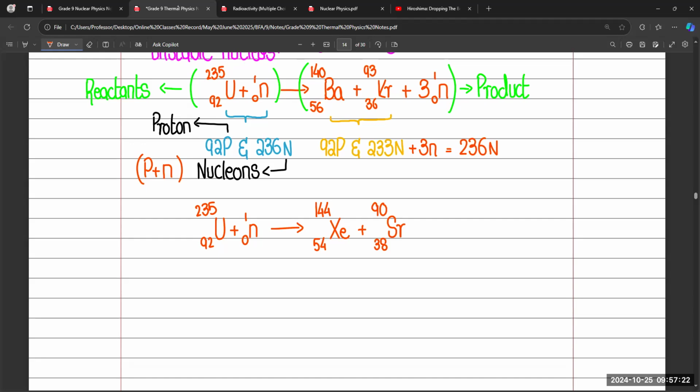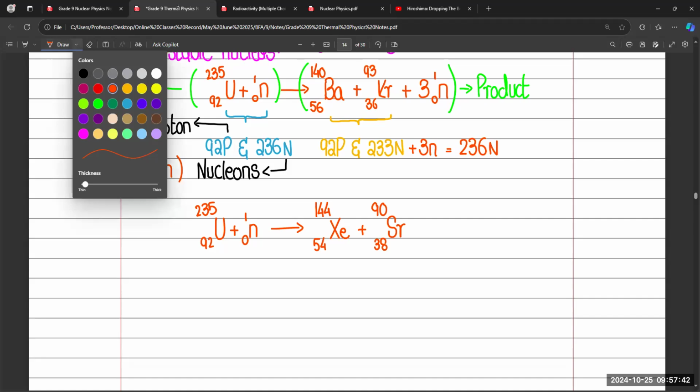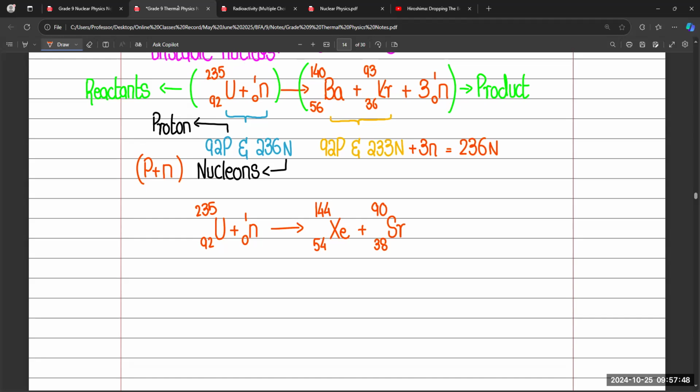So again, let's check whether this equation is balanced or not. Initially we have the same 92 protons and 235 nucleons. Okay, this is... just a second. Yes, right, 236. So again we have 236 nucleons and 92 protons. So again, check this equation: in the product, are you getting the same number of protons and nucleons or not?